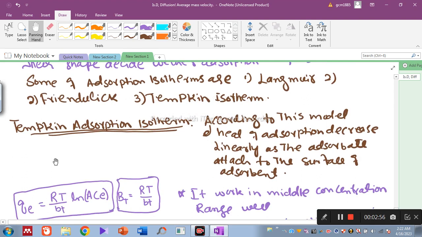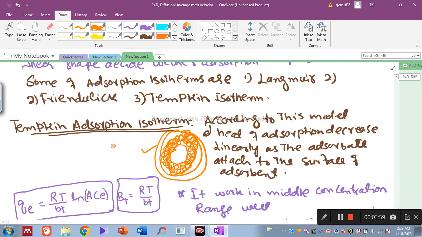The Temkin adsorption isotherm is one of the most important adsorption isotherms. According to this model, the heat of adsorption decreases linearly as the adsorbate attaches to the surface of the adsorbent. Suppose this is the adsorbent and these are the adsorbate. This is the adsorbate layer. So as the adsorbate layer increases on the surface of the adsorbent, the heat of adsorption will decrease linearly. So this is an exothermic process again.